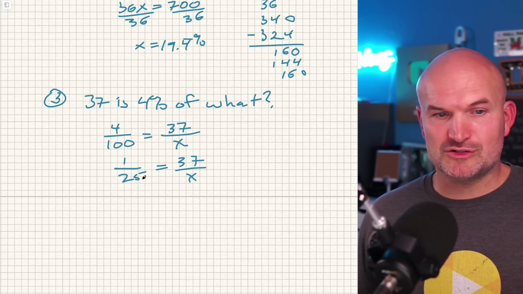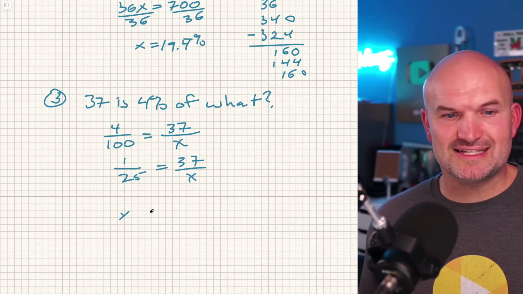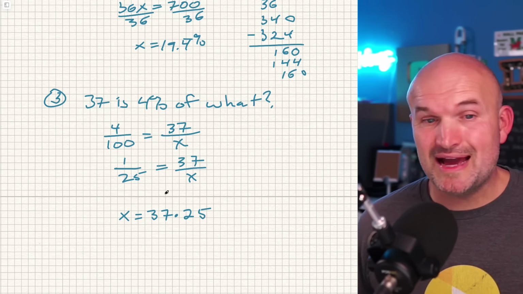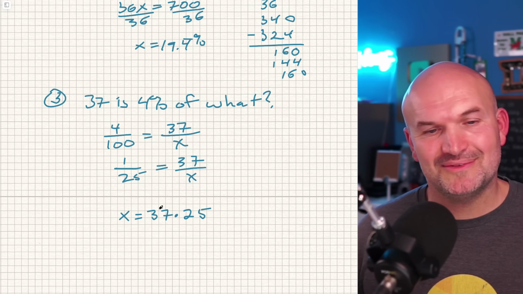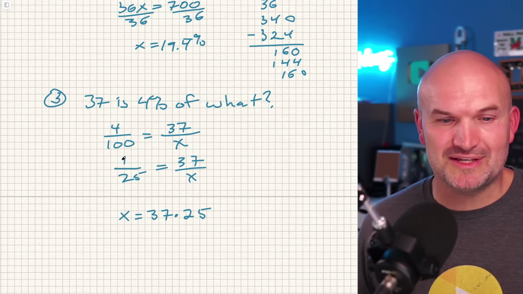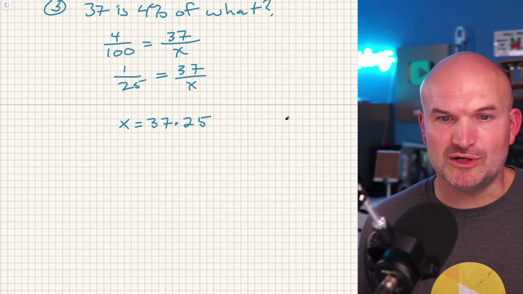Now, the cool thing here about this cross product is when I multiply, I already reduced this down to 1. So x is going to equal 37 times 25. So now I don't need to do long division. Relax. Now we just need to do 2-digit multiplication. Again, not going to work with our calculator. Here's the way that I like to do 2-digit multiplication.